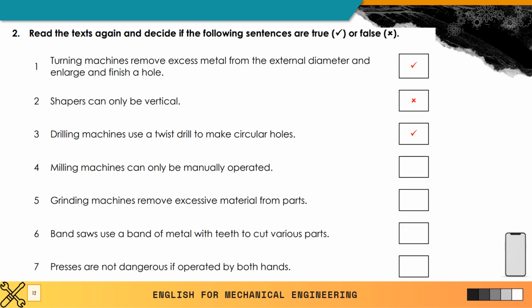That is true. Milling machines can only be manually operated. False. Grinding machines remove excessive material from parts. That is true. Band saws use a band of metal with teeth to cut various parts. That is, of course, true. Presses are not dangerous if operated by both hands. That is false. They can still be dangerous. All right, so here we got true, false, true, false, true, true, false.